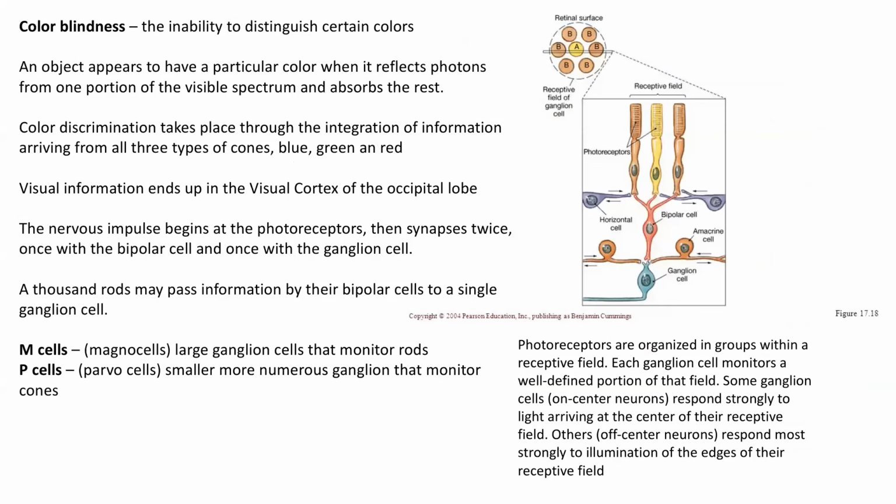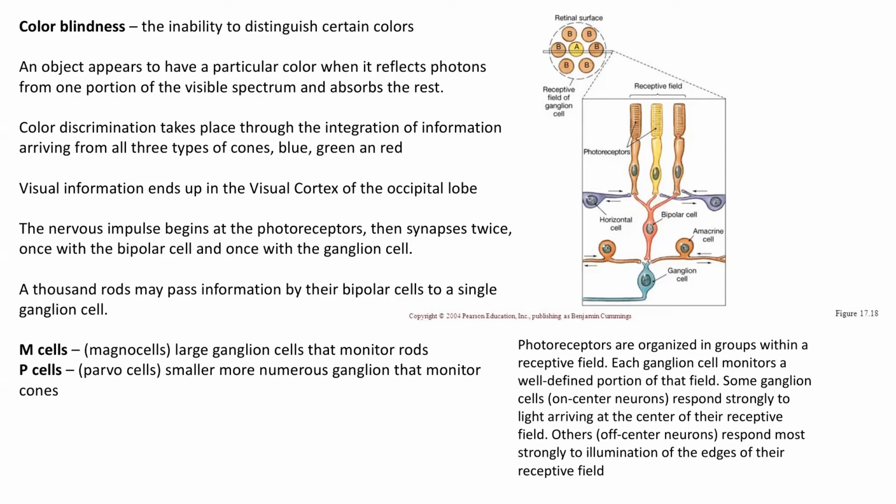Okay. All right, color blindness, inability to distinguish certain colors. The object appears to have a particular color when it reflects photons from one portion of the visible spectrum and absorbs the rest. Color discrimination takes place through the integration of information arriving from the three types of cones. So we already talked about that. When you have a different amount of stimulation from the blue, green, and red, you create a different color. So that's what that's describing.